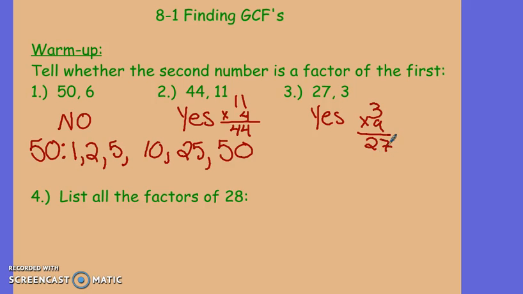Number 4 says list all the factors of 28. Again, the way that I do this is I'd say 1 times 28. 2 times 14. 3 times nothing. 4 times 7. But notice 5 and 6 are the only numbers between 4 and 7, and they're not, so there's all of your factors.